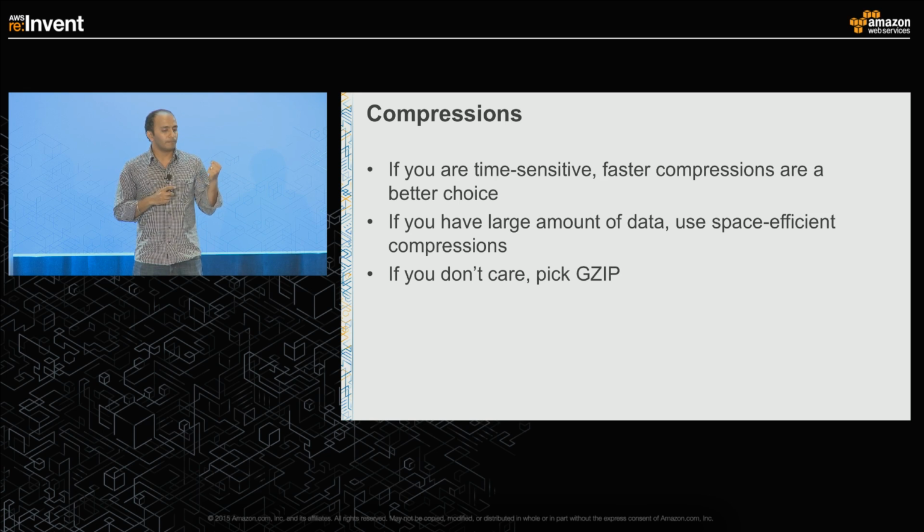If you're time sensitive, you can go with the faster compressions. It's always a better choice there. But if you have a large amount of data, use space-efficient compressions. If you really don't care which compression, just pick gzip.